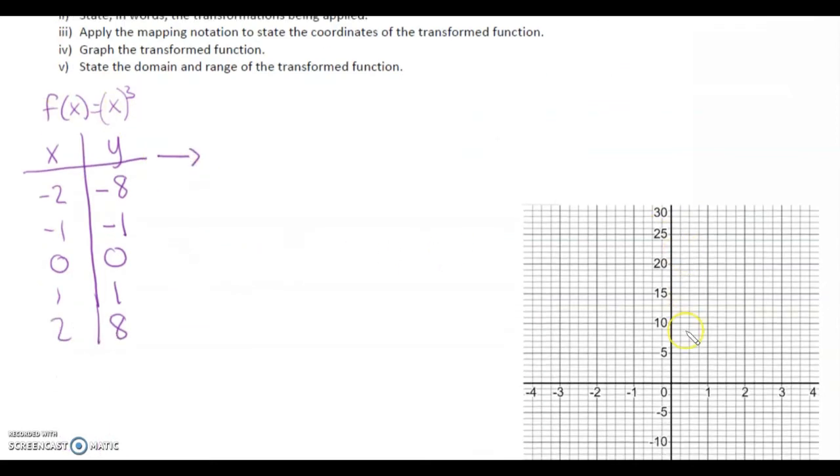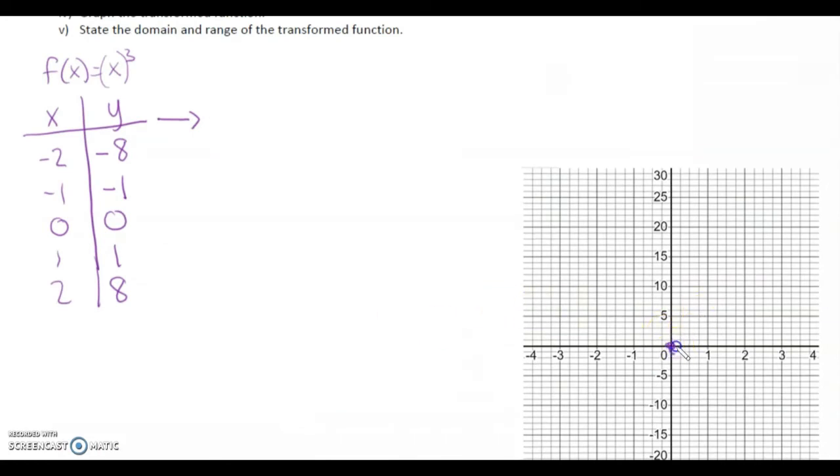Okay, and we can go ahead and graph this. So (0, 0), (1, 1), (-1, -1), and then (2, 8), (-2, -8). Oops. Okay, so this is what this graph looks like. If I were to draw this freehand, I would draw it like that, just as an idea.